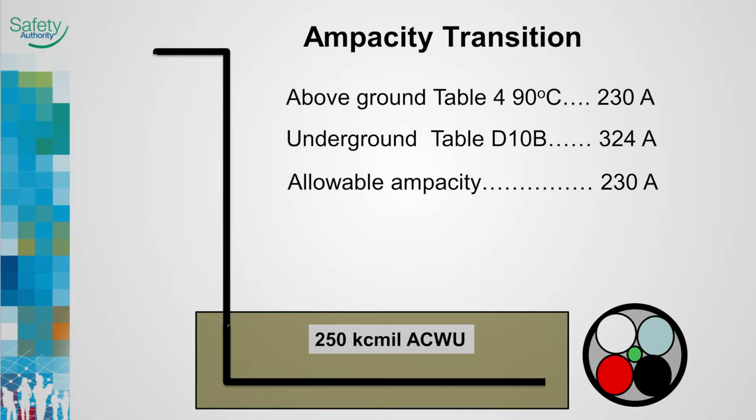In this example, we have 2 ampacities for the same cable run. Based on Table 4, the above ground ampacity is 230 amps based on 90 degrees C. If installed in accordance with Table D10 and D10B, the allowable ampacity for this circuit must be the lower ampacity of 230 amps.